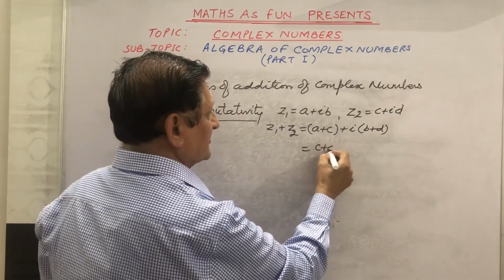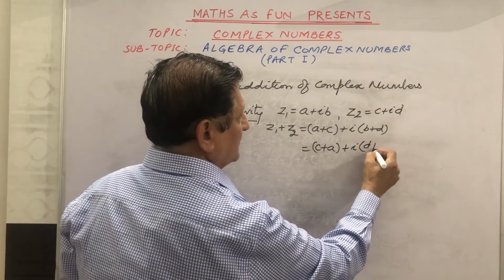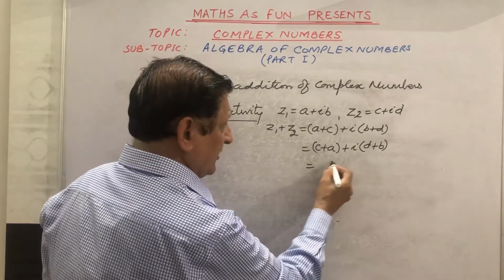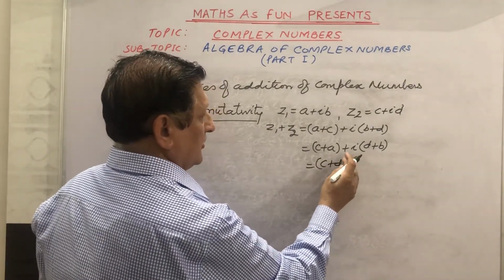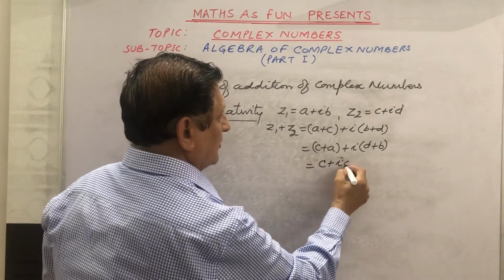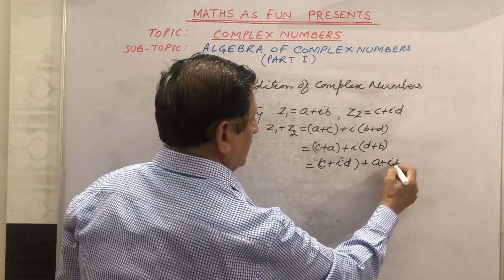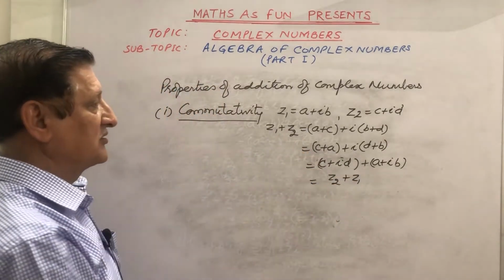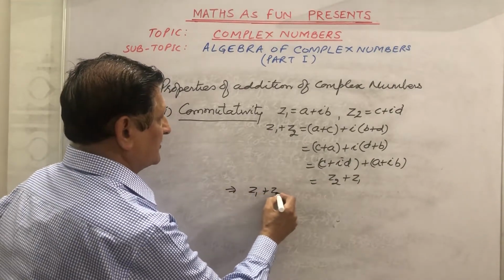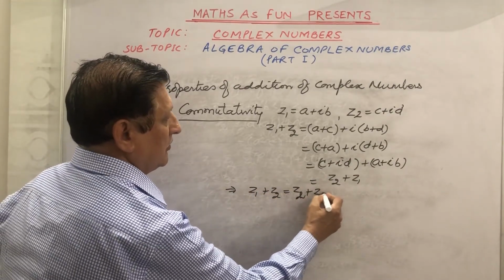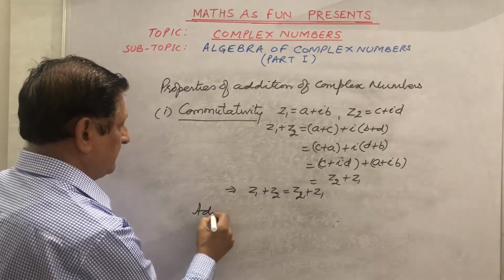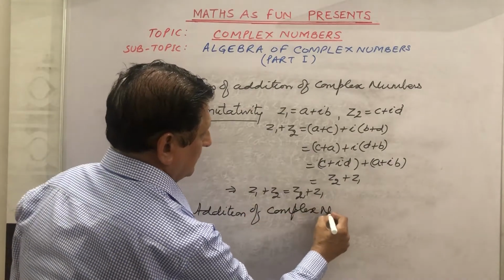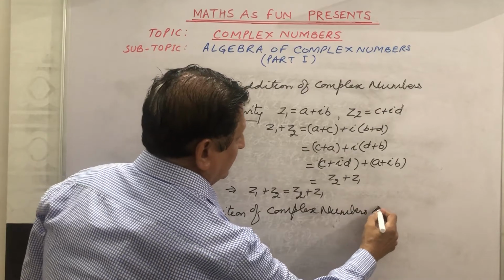Can we also write this as c plus a plus iota times d plus b? Because we know addition of real numbers is commutative. Can we now write this as c plus iota d plus a plus iota b? And this is, you can see, z2, and this is z1. It means z1 plus z2 is the same as z2 plus z1. This shows that addition of complex numbers is commutative.